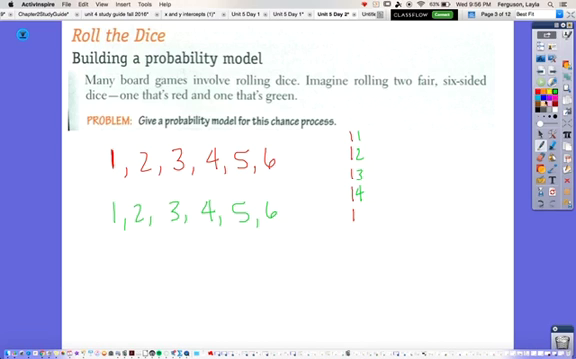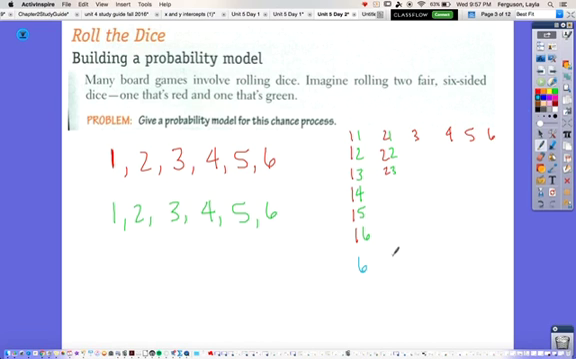a 1 for the red and a 5 for the green, a 1 for a red and a 6 for the green. And if you think about it, this same process would repeat for each of these numbers. So I could have a 2 for a red and a 1 for a green, a 2 for a red and a 2 for a green, and a 2 for a red and a 3 for a green. This would continue on and on each time. There are 6 different options here, and I would have that for the 3 column, the 4 column, the 5 column, and the 6 column.